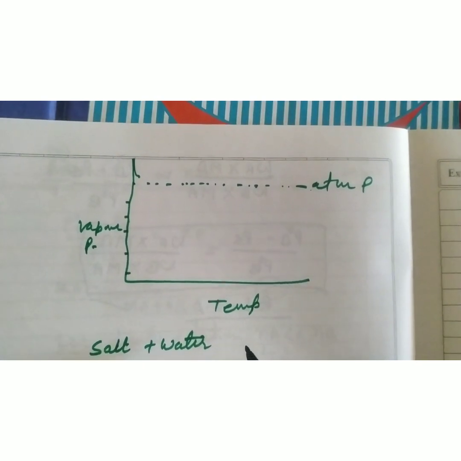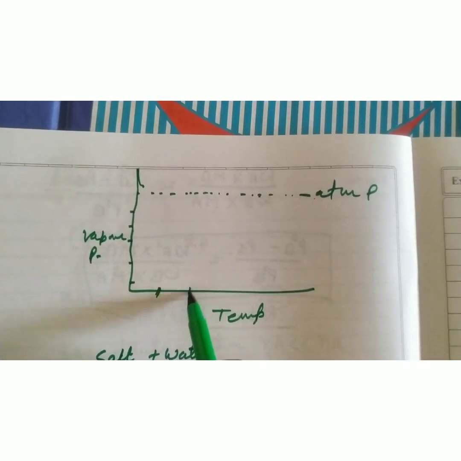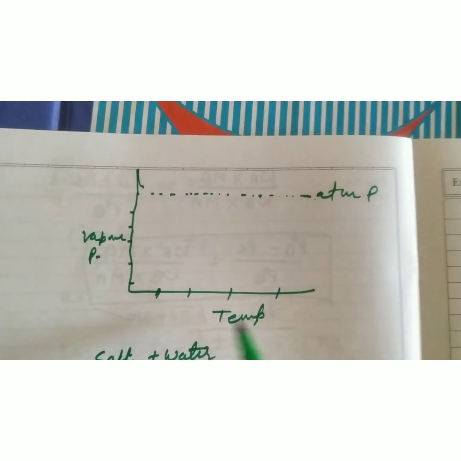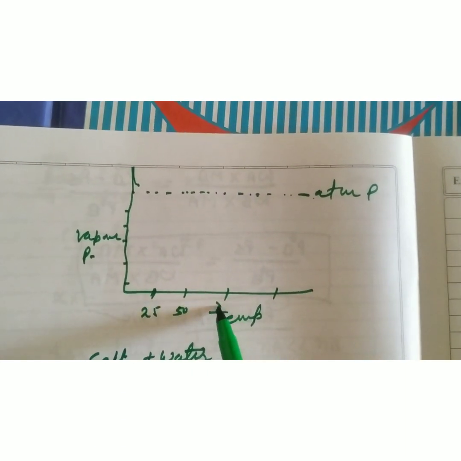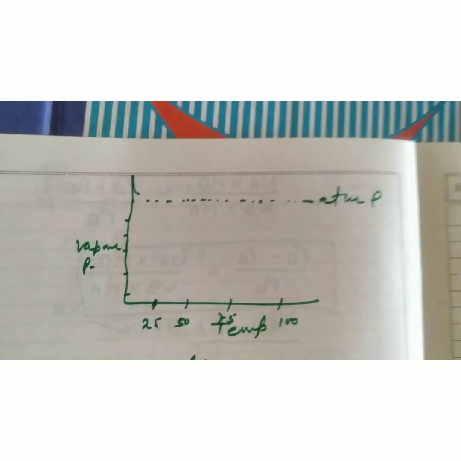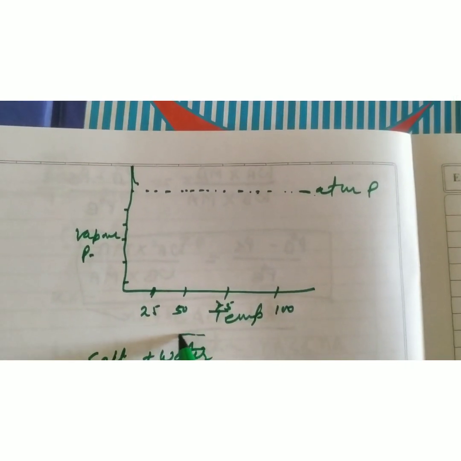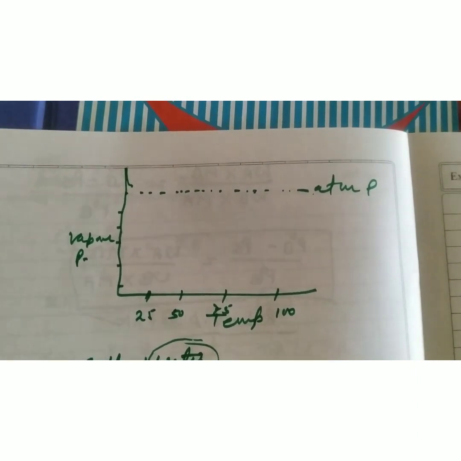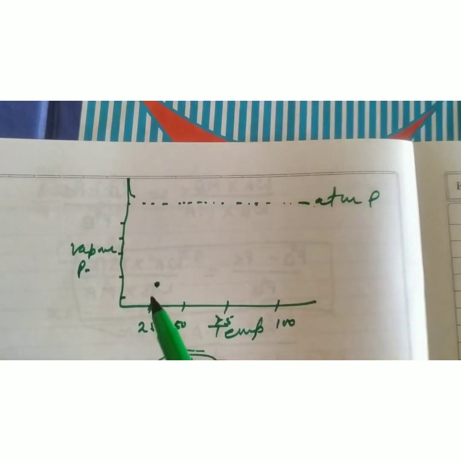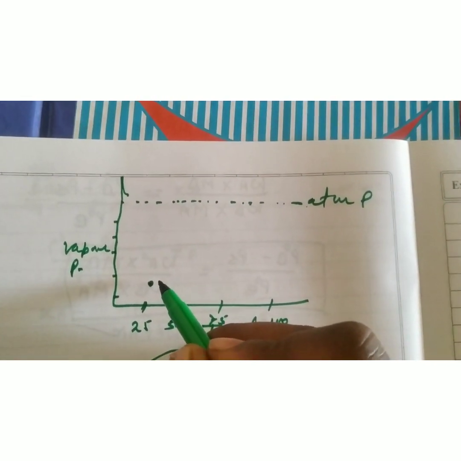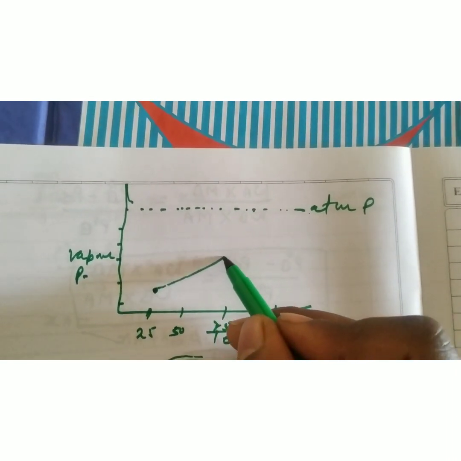Clear? Okay. Now this is the temperature: 25, 50, 75, 100. Suppose this is 25, this is 50, this is 75, this is 100. Clear? If we plot only the graph with water, at normal temperature the vapor pressure of water will be this one, and as the temperature increases, the vapor pressure will also increase.